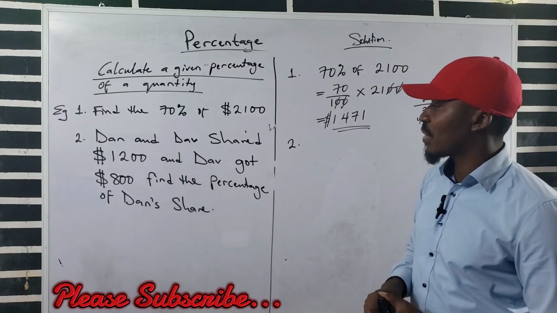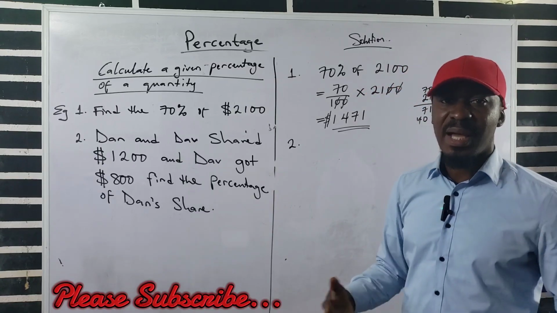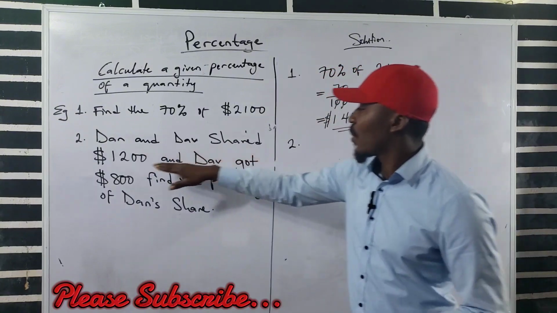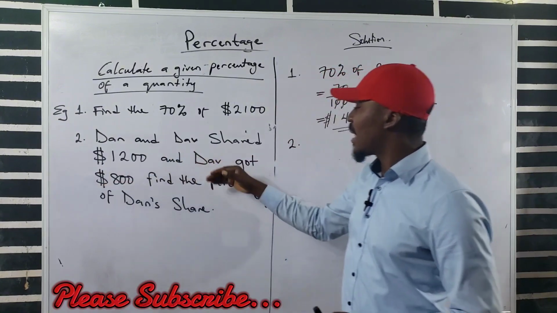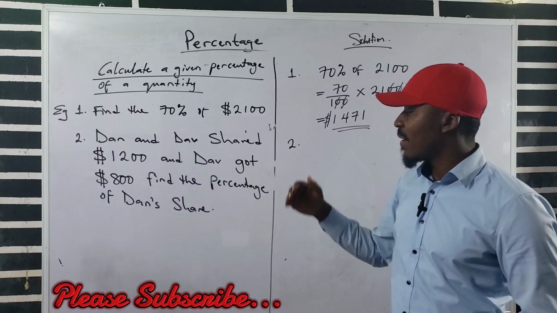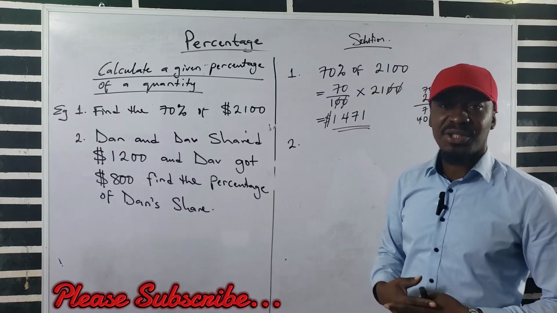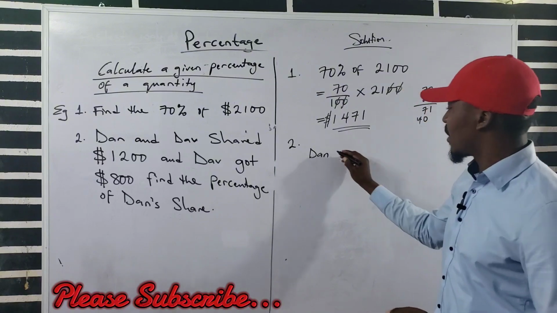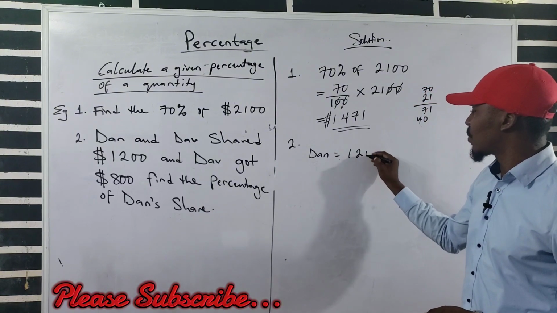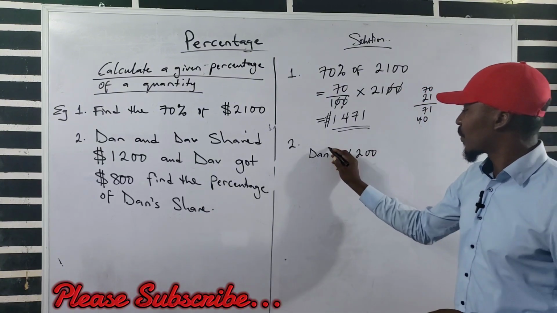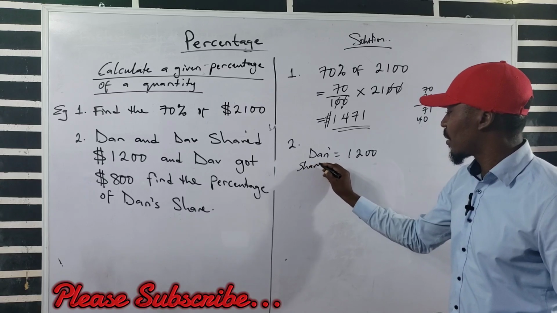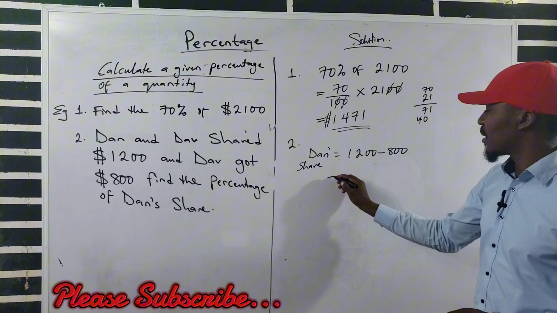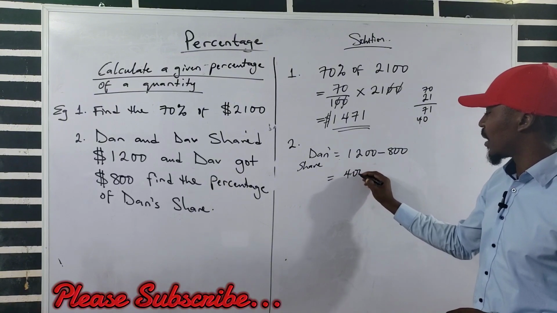In the second part of the question, let's read it to understand what they are asking us. They say that Dan and Dave shared $1,200 and Dave got $800. Find the percentage that Dan shared. Okay. So first of all, what's Dan's share? Dan's share here is 1,200 minus 800. So Dan is going to get $400.